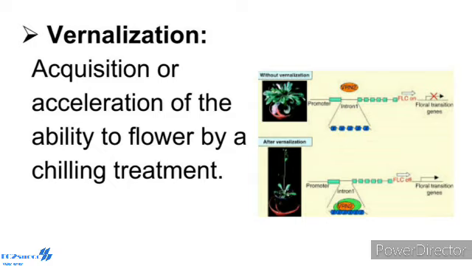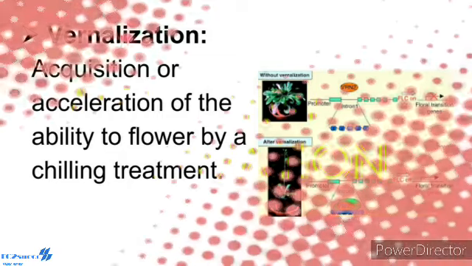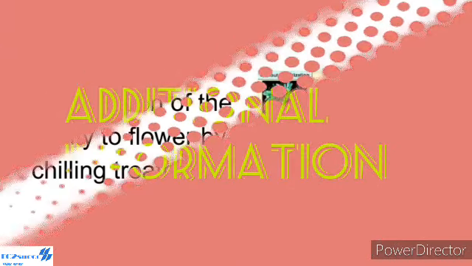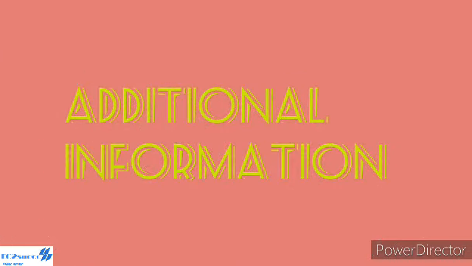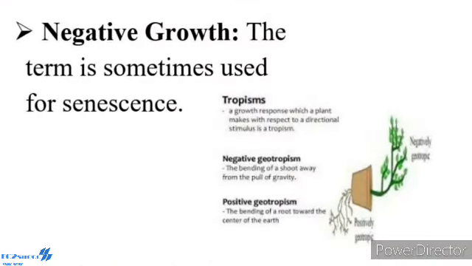Vernalization is therefore a process of shortening the juvenile or vegetative phase and hastening flowering by a previous cold treatment. So vernalization is the acquisition or acceleration of the ability to flower by a chilling treatment. Thus, vernalization itself does not induce flowering, it prepares the plant to flower. Additional information: negative growth, a term sometimes used for senescence.